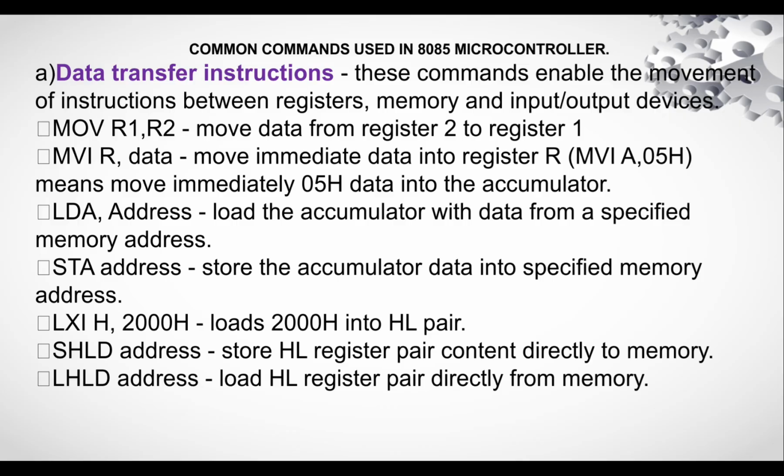So you can look at an example of an MVI R, data, whereby in brackets I've said MVI A, 05 hexadecimal. It means you move immediately the contents of data that are present in 05 hexadecimal port into the accumulator, which is always our main register and is always our register A.